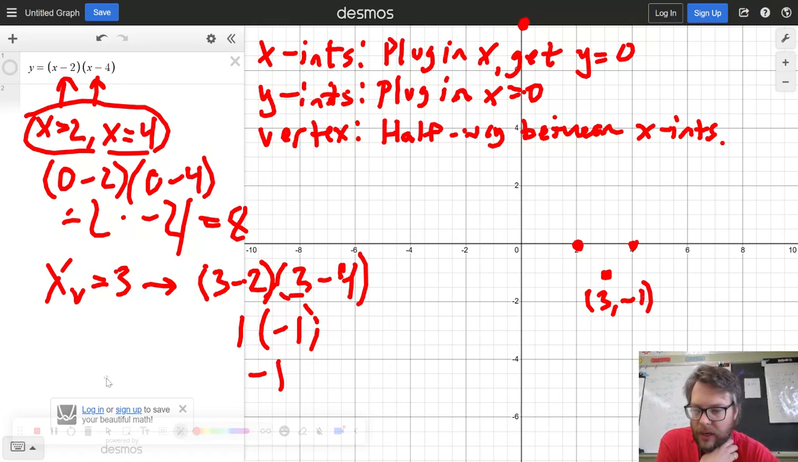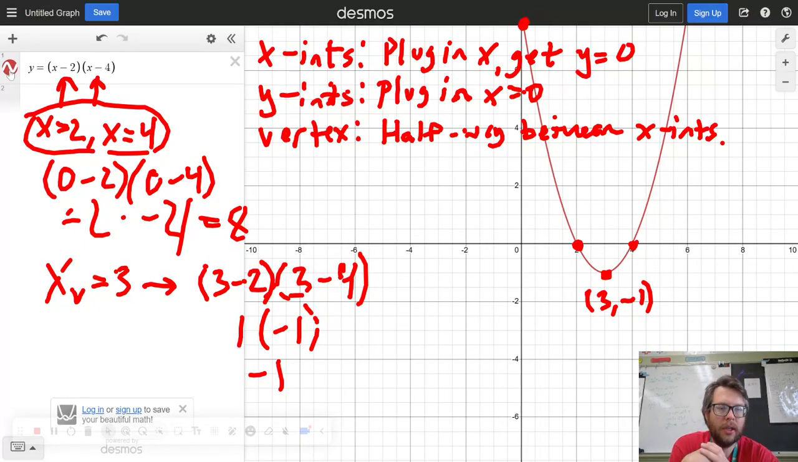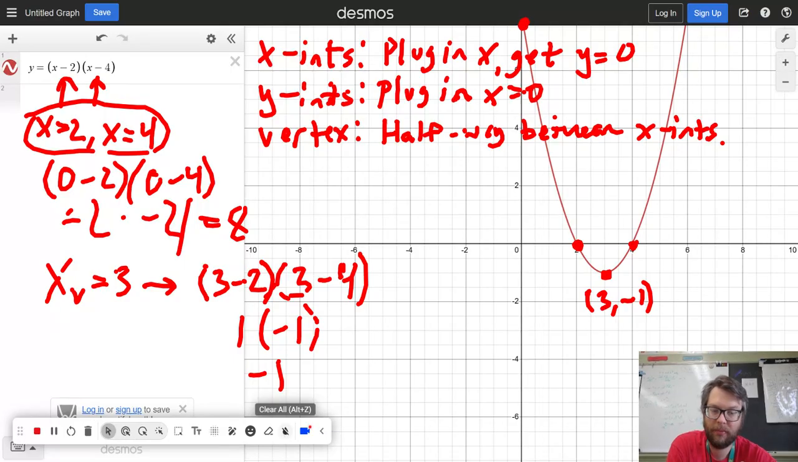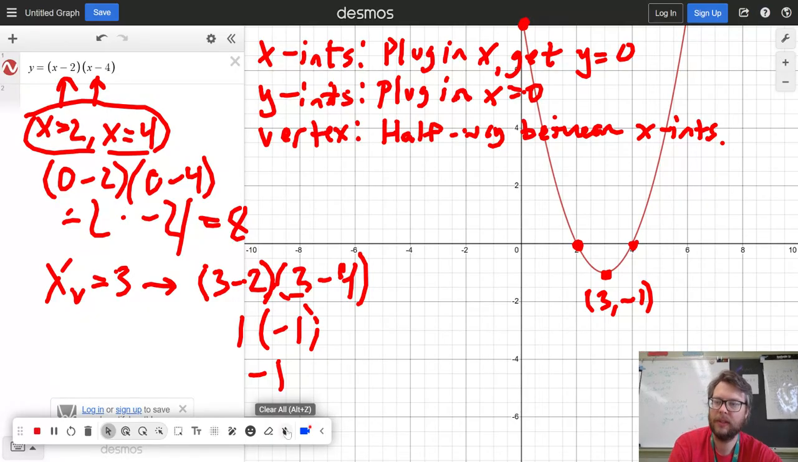Let's turn on our graph. We'll see a beautiful factored form hitting exactly through those points. Okay, I'm going to do a slightly more complicated example, and you'll see how I did the exact same steps that I just did now. Plug in an x to get a y equals 0, that's an x-intercept. Plug in x equals 0, that's a y-intercept. Halfway between, that's a vertex.